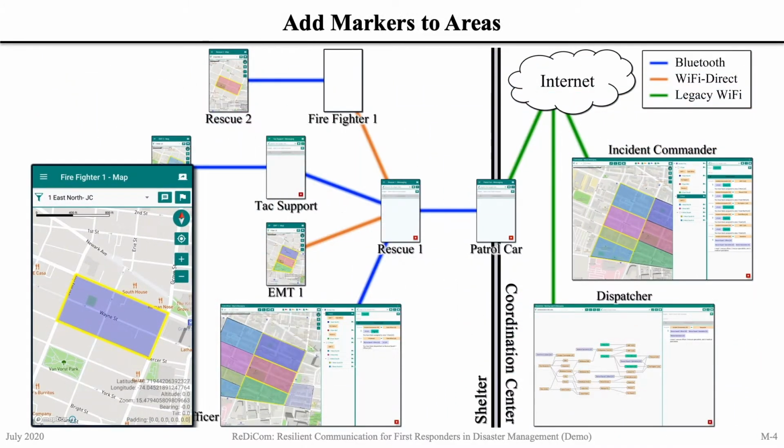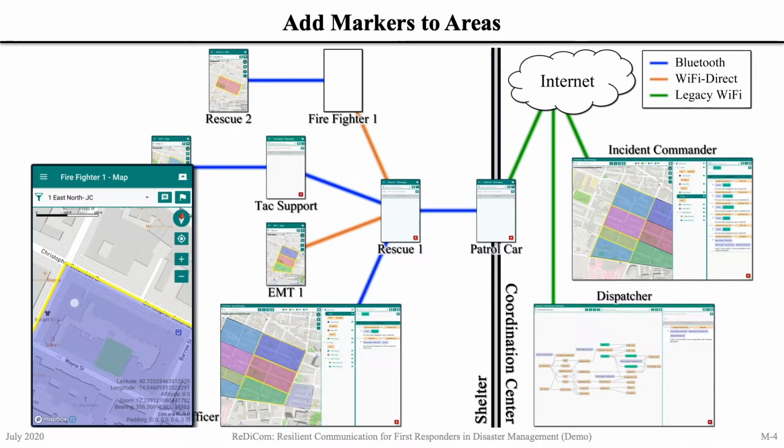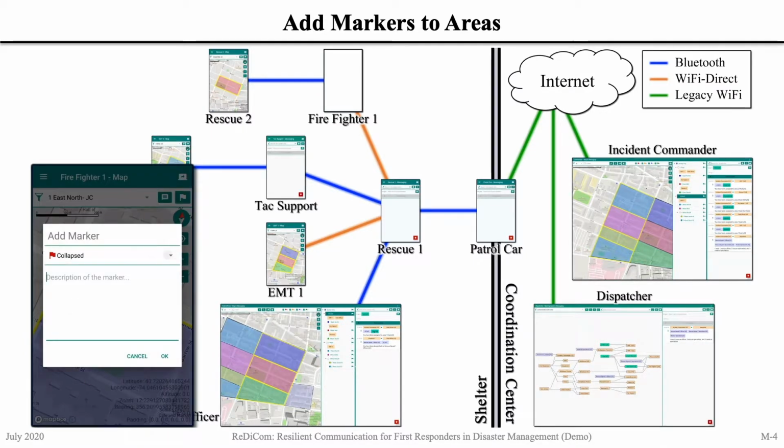When assigned to areas, the first responders can add markers by long pressing the desired locations. For each marker, we allow the unit to choose a type of the marker defined by the pre-plan and add a short description to the marker. Firefighter 1 is now adding a marker in area East North.